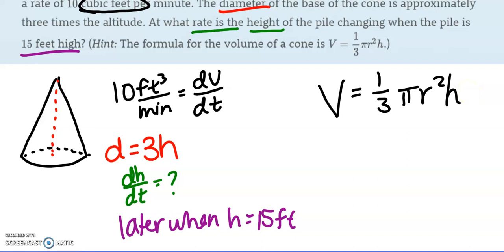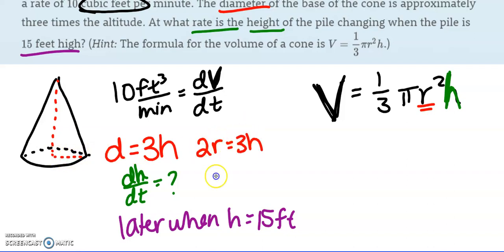Next thing then, I need to think about what I have versus what I want. So I know some information about volume. I want to know some information about height. So great, this equation relates volume and height, except I have this other pesky r in the way. Well, what can I do to get r? The diameter from geometry is twice the radius of the circle. So twice the radius is equal to 3 times the height, which means the radius is equal to 3/2 of the height.